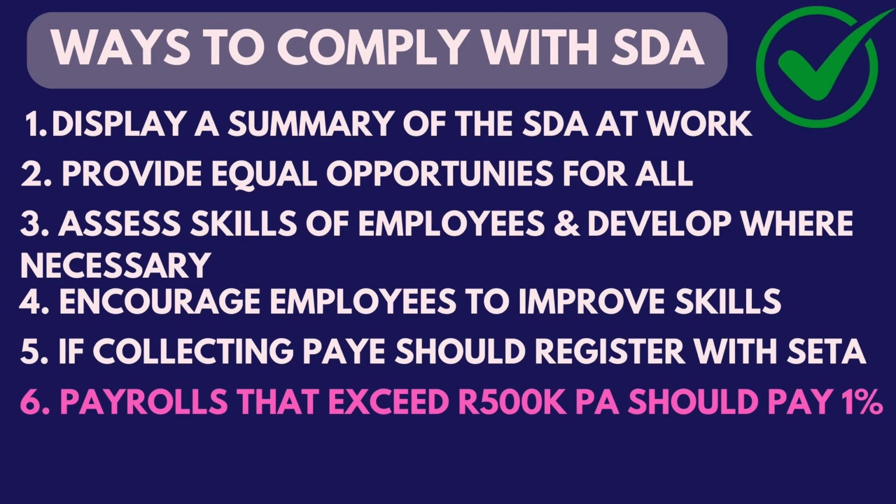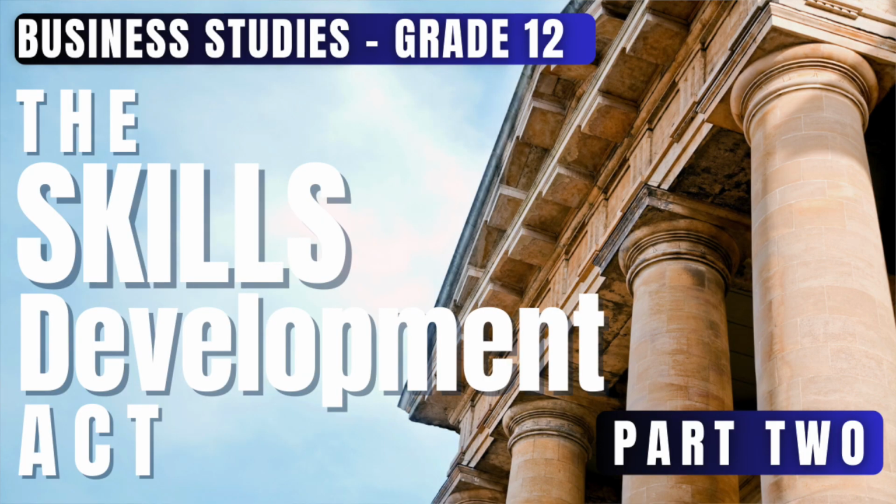For example, if you've got 10 employees and you are paying those employees 1 million, you're supposed to take 1% of that 1 million and pay it to SETA. Therefore, you are regarded as a complying employer when you do that, according to the Skills Development Act.